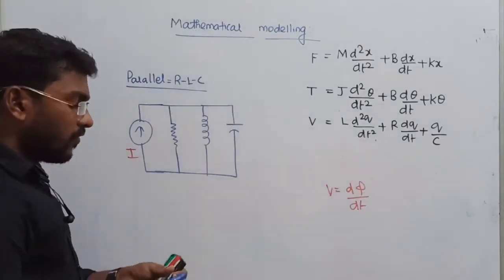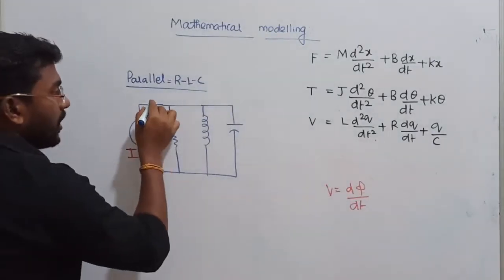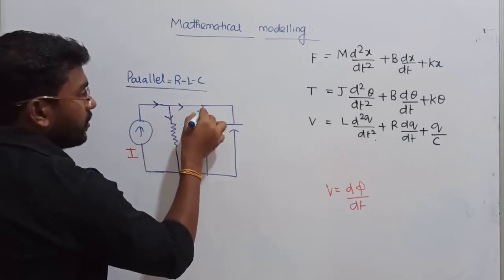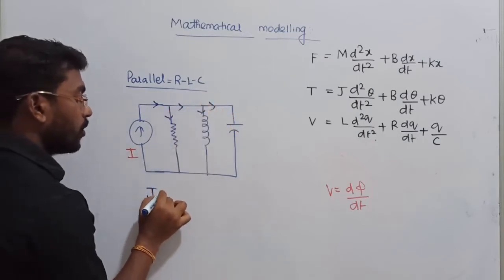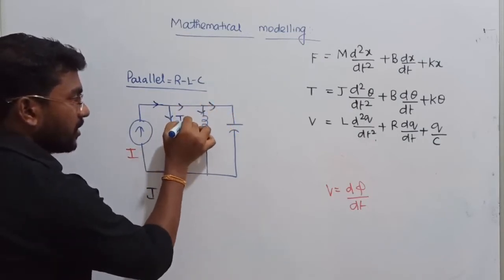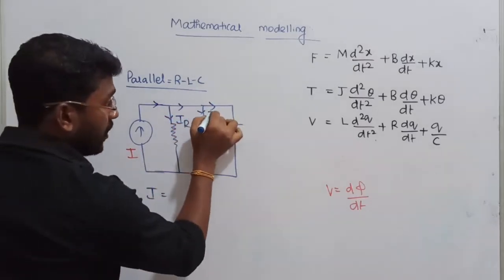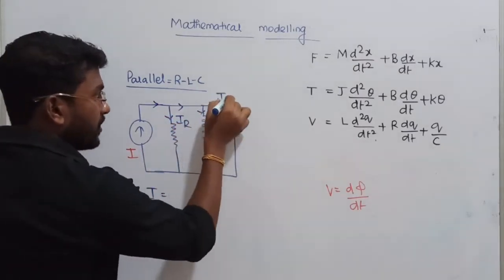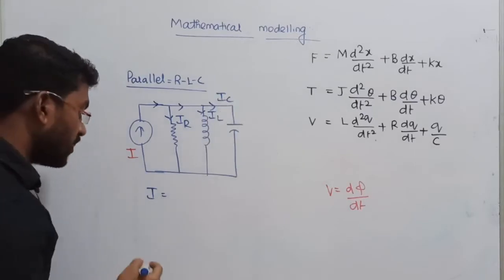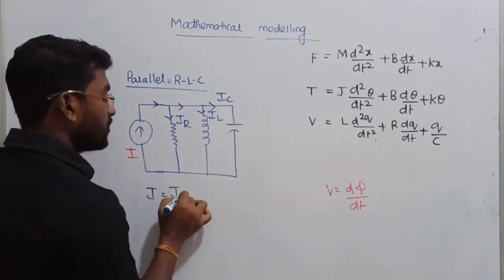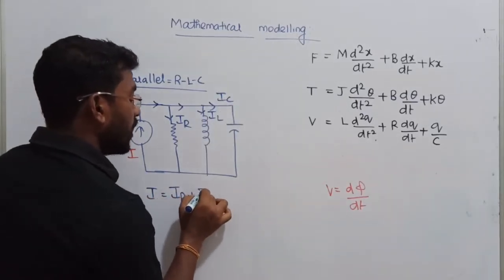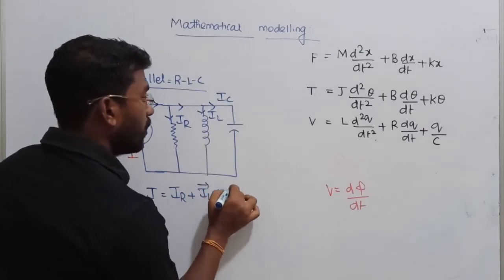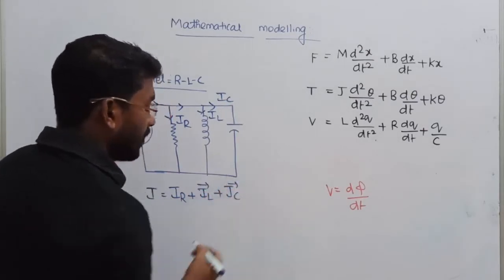Let us see. For that, I am applying KCL here. If I apply KCL, there are three branches. Net current should be equal to the sum of the currents taken by the elements. Let me consider IR, the current taken by the resistor, IL, the current taken by the inductor, and IC, the current taken by the capacitor, such that the net current can be written as IR plus IL plus IC, that is vector addition, right?